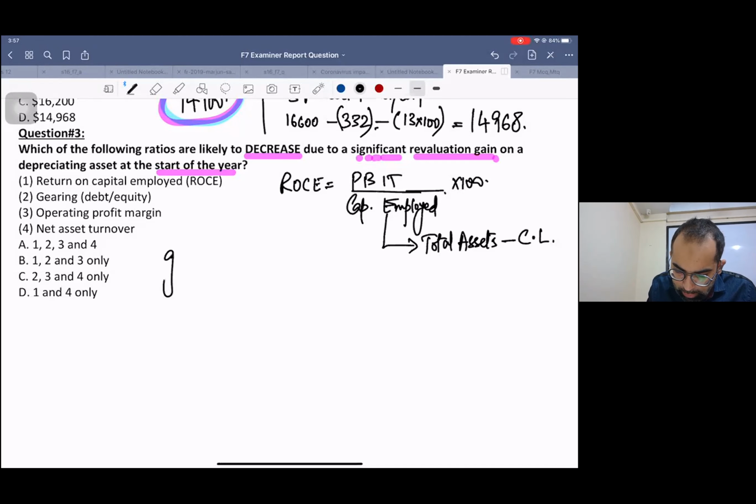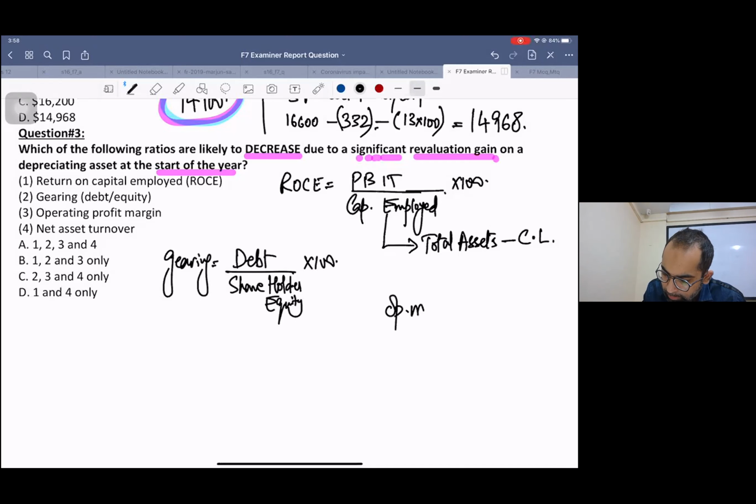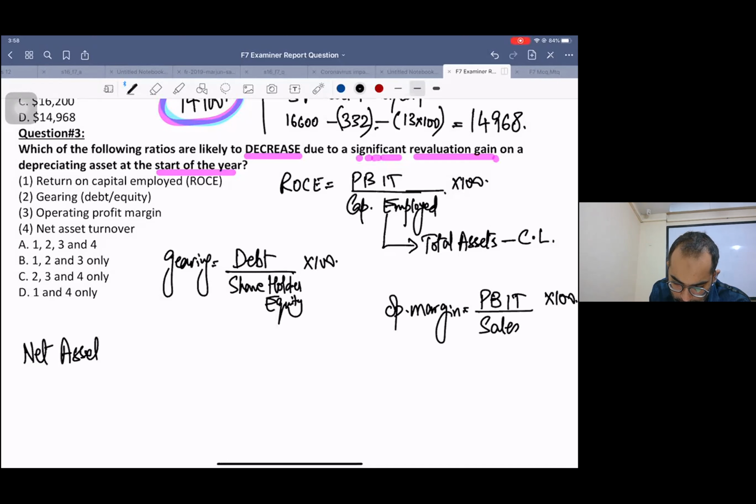Now, second thing is gearing. Let me write the formula of gearing. They are saying use the formula debt equity. So debt means non-current loan divided by shareholder equity times 100. This is the formula of gearing. Next one is operating profit margin. This is basically, dear student, PBIT upon sales times 100. Okay, third formula. And finally net asset turnover. This is basically sales divided by capital employed.